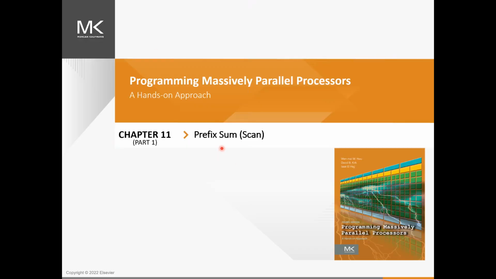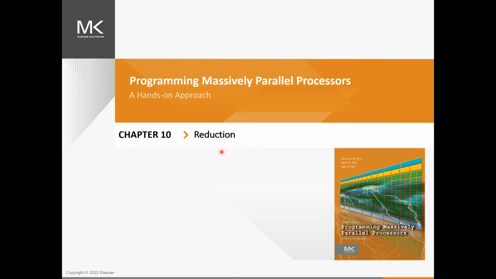Today we're going to be talking about a new parallel pattern, which is prefix sum, also called scan. This lecture is going to be in two parts. Today we're going to do part one of this chapter, and then next lecture we're going to do part two of the chapter. Okay. Before that, let me quickly summarize what we covered last time.